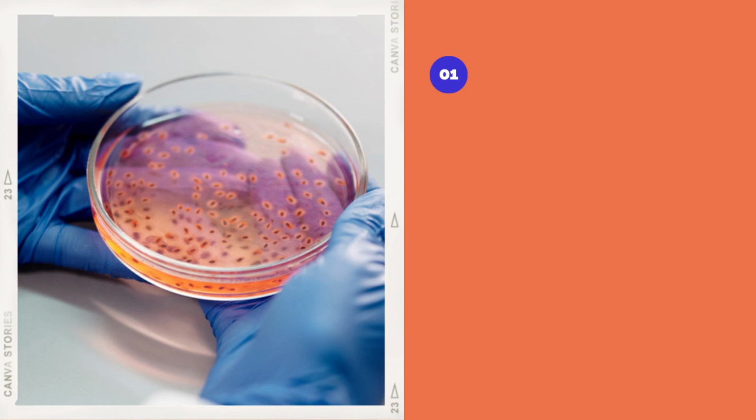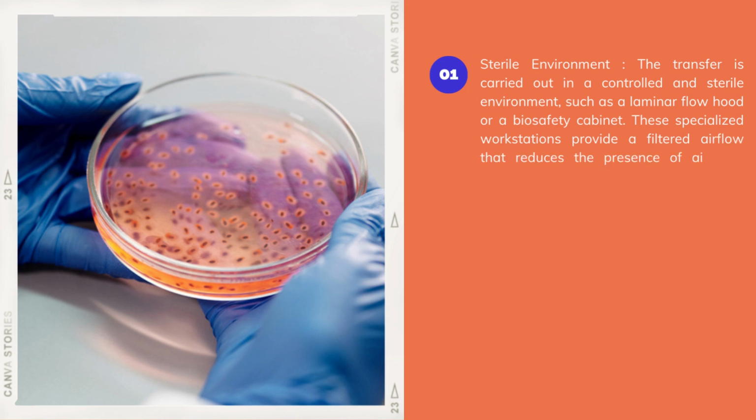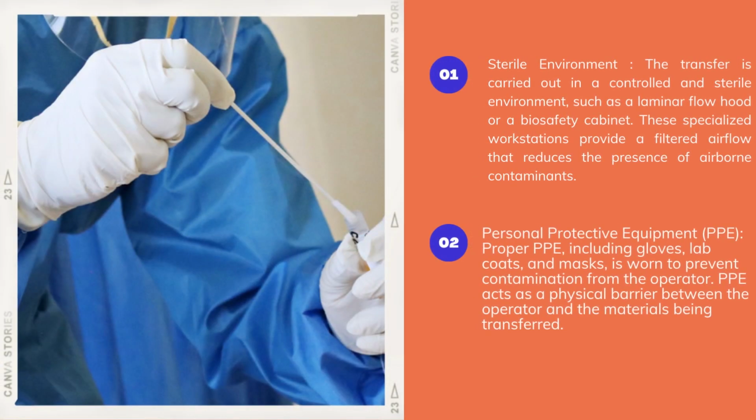First, sterile environment. The transfer is carried out in a controlled and sterile environment, such as laminar flow hood and biosafety cabinet. These specialized workstations provide a filtered airflow that reduces the presence of airborne contaminants. Second, personal protective equipment (PPE). Proper PPE including gloves, lab coat and mask is used to prevent contamination from the operator. The PPE act as a physical barrier between the operator and the material being transferred.